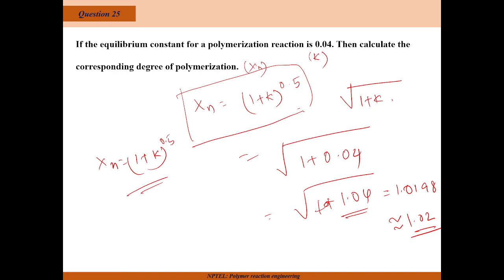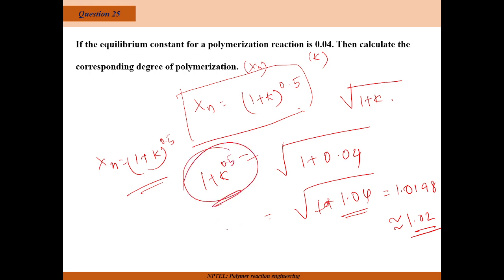If the equilibrium constant for a polymer reaction is 0.04, is it a closed or open system? Is it mentioned anything like that? No, I took this question from a previous year assignment, so the answer should be correct itself. No, okay. I think I have made a mistake. It is 1 plus K to the power half.